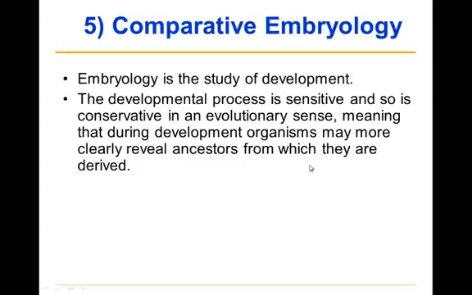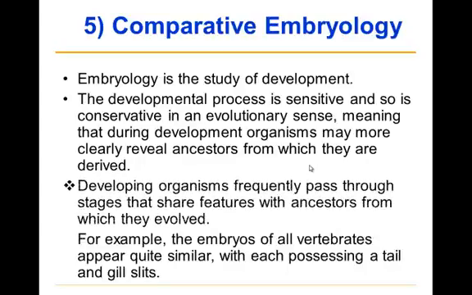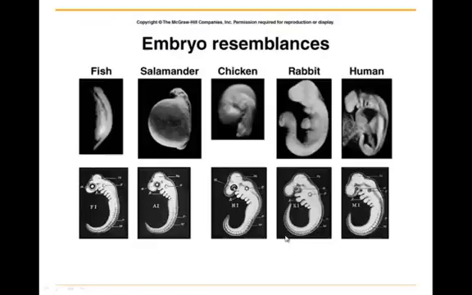And so we can actually look at different stages in the embryological development, and they can actually resemble species from which lineages are derived. For example, developing organisms often pass through stages that share features with ancestors from which they evolved. For example, the embryos of all vertebrates appear very similar, with each possessing a tail and gill slits. This includes humans.